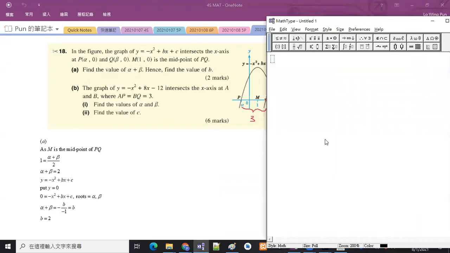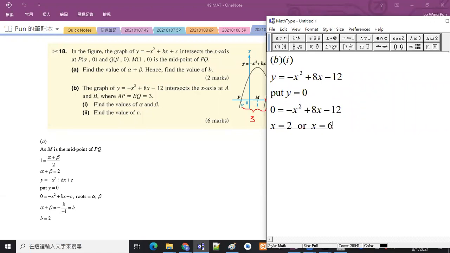Okay, so to find the x-intercept of the new curve, y equals negative x squared plus 8x minus 12. To find the x-intercept, we put y equals 0. 0 is equal to negative x squared plus 8x minus 12. And then this is a simple quadratic equation. And you may just use the calculator. Okay, so x is equal to 2 or x is equal to 6, right?